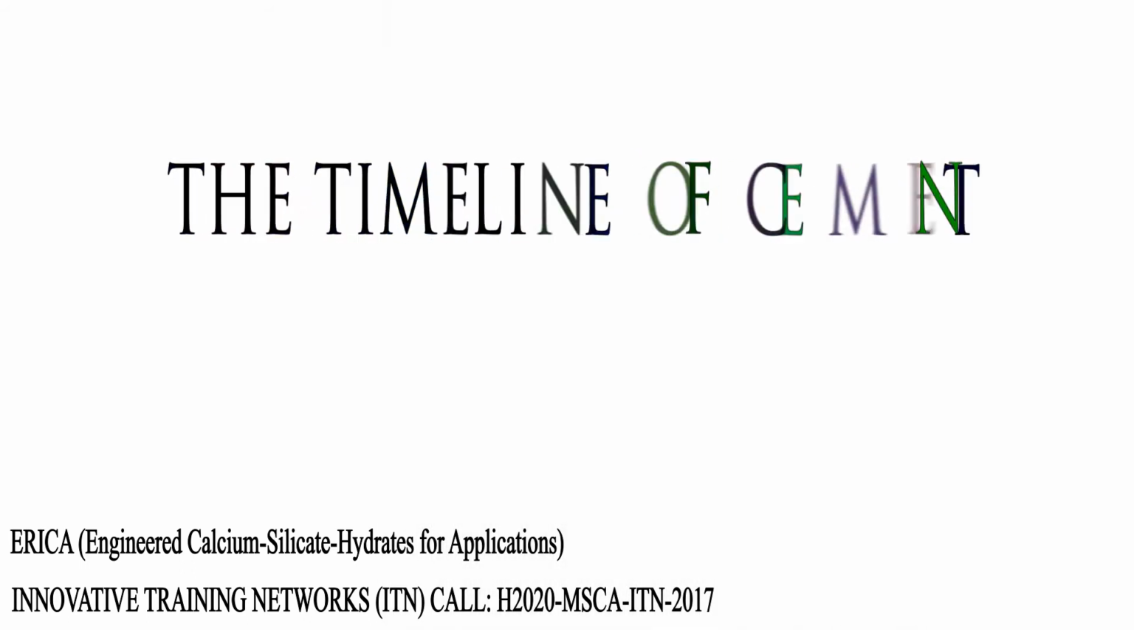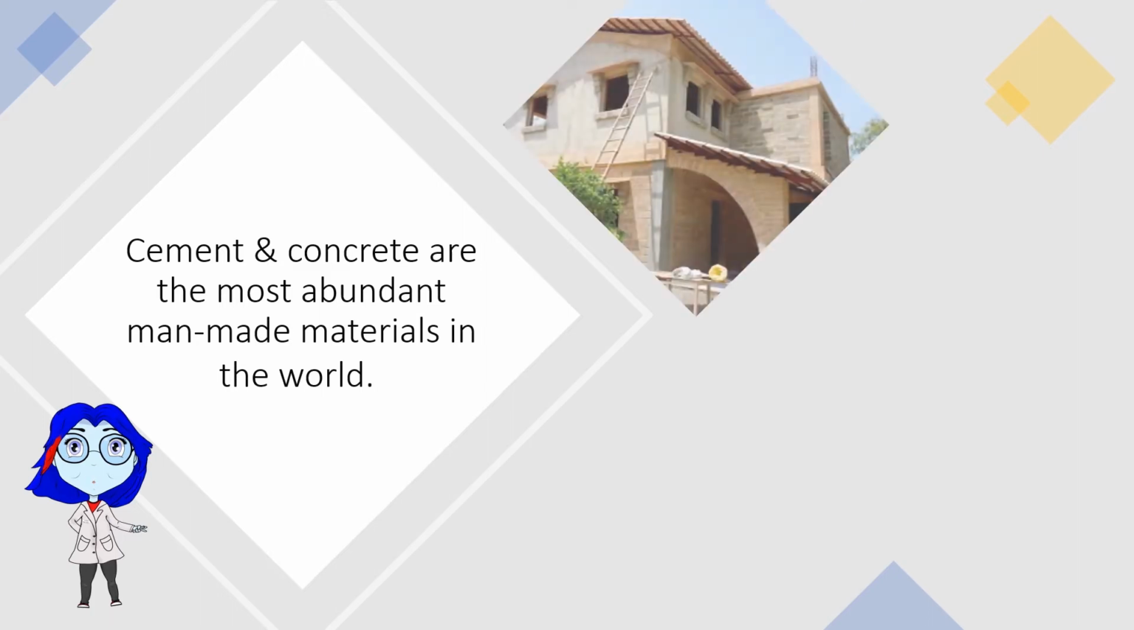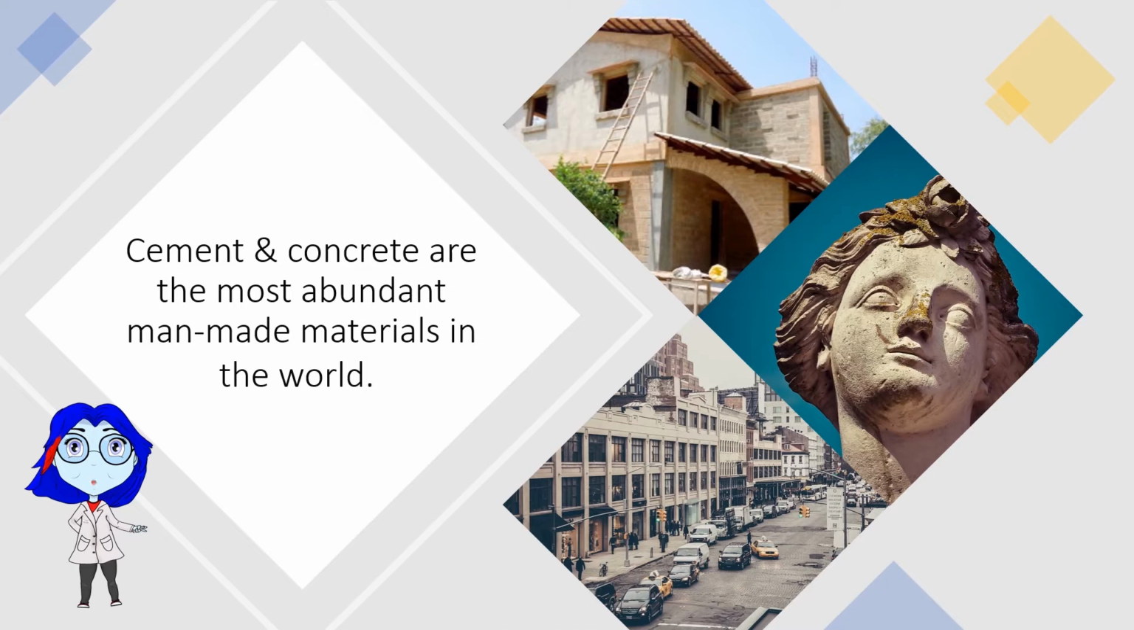The timeline of cement. Cement and concrete are the most widely used man-made materials in the world. They're everywhere. They're used to build our homes, our workplaces, and even statues in the park. They've survived through the Middle Ages and the Industrial Era, and they still reign today as the number one building material.